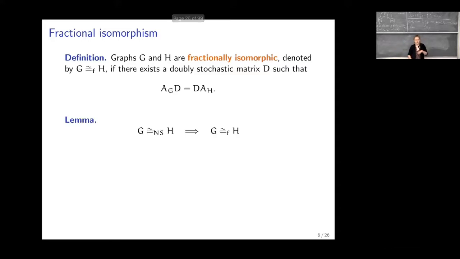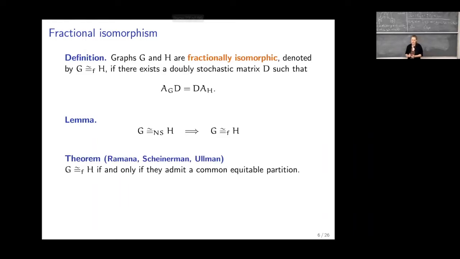Okay, and so what we saw, this previous construction of this matrix D, shows that non-signaling isomorphism implies fractional isomorphism. And of course, now it's natural to ask, well, does the converse hold as well? Right, and indeed it does.